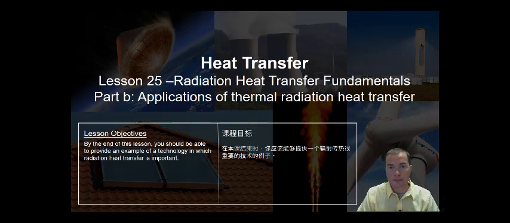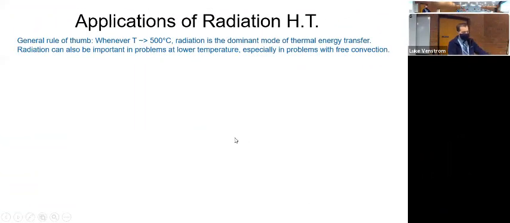On with the lesson. I want you to spend some time thinking about applications where radiation heat transfer would be important. As a rough guide, anytime you have high temperatures, where high is, say, greater than 500 C, usually radiation is the dominant mode of heat transfer, meaning you could probably neglect the convection and get the problem pretty close to right. That's not to say it's not important in low temperature problems. It can be, especially where problems have free convection, but it's not the dominant mode at low temperature, whereas it usually is at high temperature.